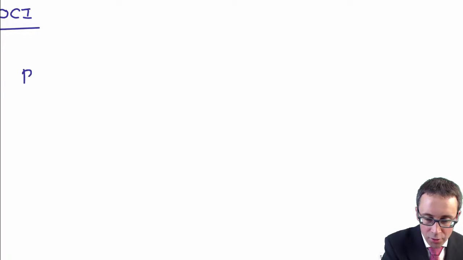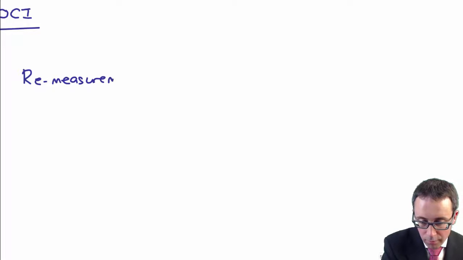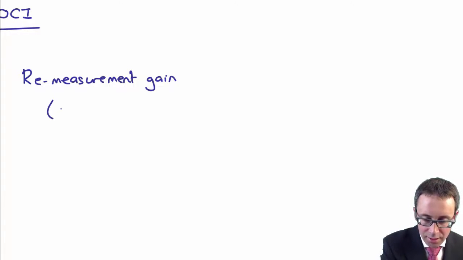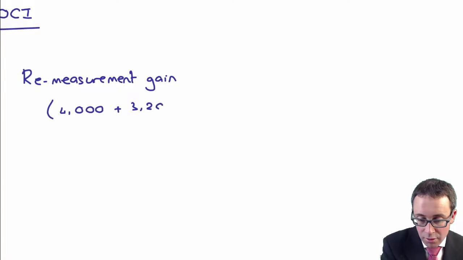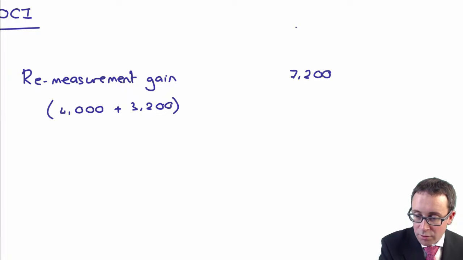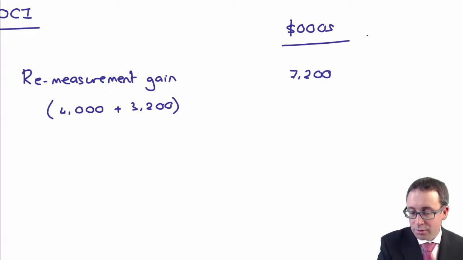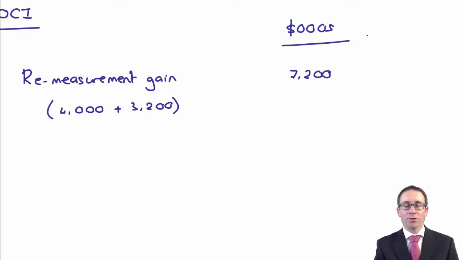So what you have there is that if we're looking at what goes through OCI, then your remeasurement gain, is it the 4 million that you had on the assets, the 3.2 million on the liabilities, gives you $7.2 million, or 7,200,000. Okay, there you go.